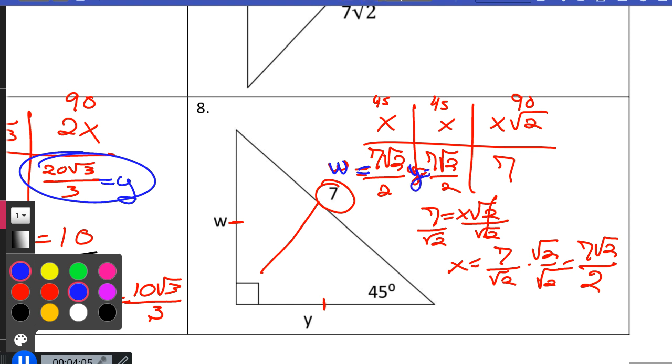All right, and you can kind of check that. You know that whatever's in the x spot multiplied by root 2 is supposed to equal what's in the x root 2 spot. So 7 root 2 over 2 times root 2 is 7 root 4 over 2, which is 7 times 2 over 2, which is 7. So we still get from x to x root 2 by multiplying by root 2.